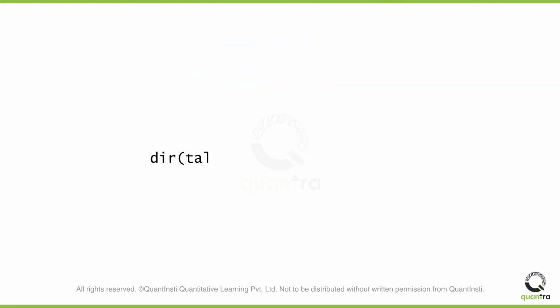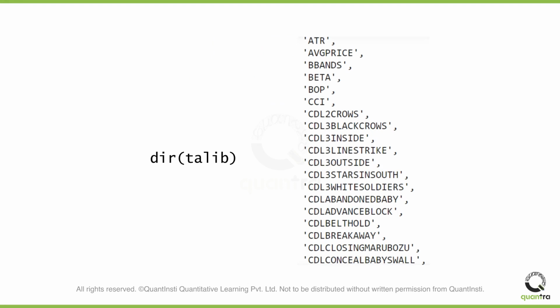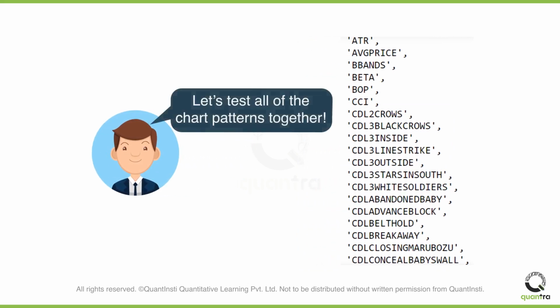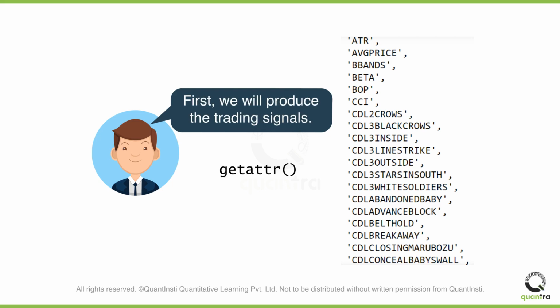Running dir TALib reveals a wide range of technical indicators. Note that chart patterns start with CDL in their names. Since we are slowly learning to mine alphas, why not try to test all of those chart patterns in bulk? Let's first produce the trading signals. We can use the getATTR function for that.